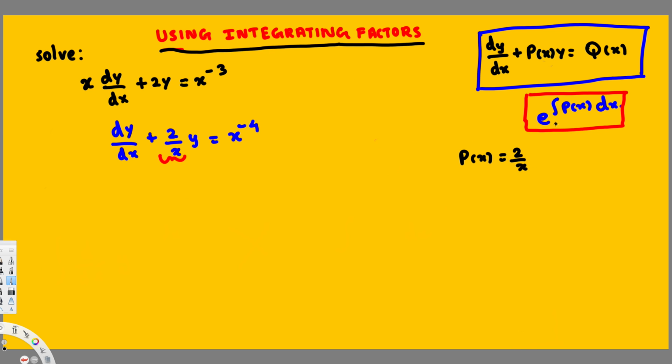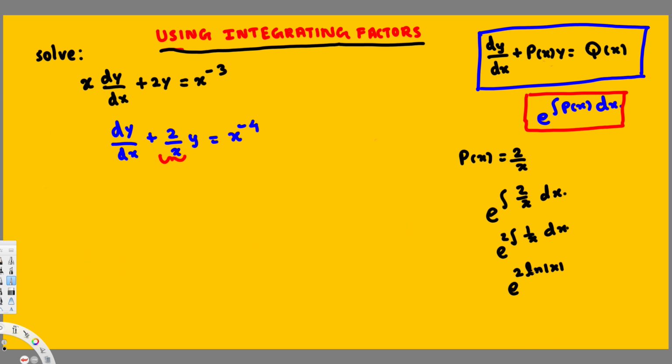Now we can plug it into the integrating factor equation and find our integrating factor. If you plug this value in, this is going to be e power integral. Instead of p of x, we plug in 2 over x dx. Now we can move the 2 to the front, so this is going to be e power 2 integral of 1 over x dx. If you integrate 1 over x, that's going to be ln x. So this is going to be 2 ln x plus constant. But here we don't have to worry about the constant. We just want a variable.